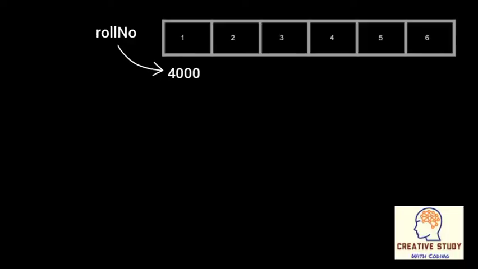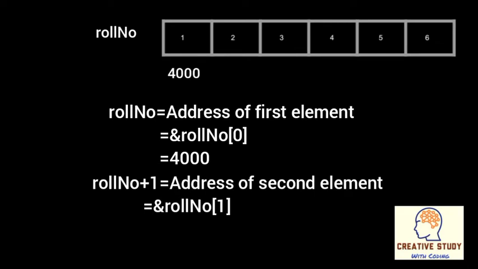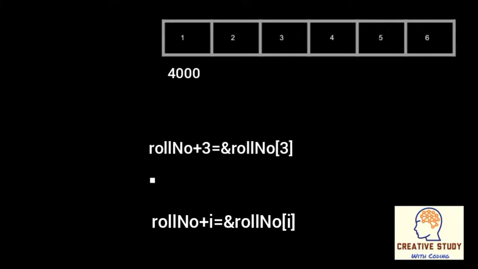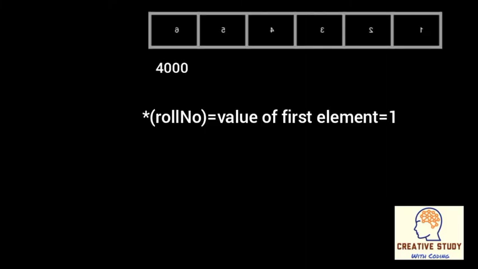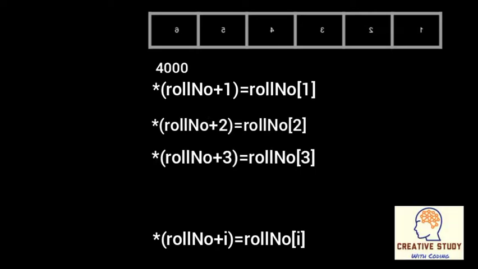Since roll number, that is name of the array, points to the base address, so name of the array will equal to address of first element. Similarly, roll number plus 1 means address of second element, roll number plus 2 means address of third element, roll number plus 3 means address of fourth element, and roll number plus I means address of ith element. Thus, asterisk roll number equal to value of first element, asterisk roll number plus 1 equal to value of second element, asterisk roll number plus 2 equal to value of third element, asterisk roll number plus 3 means value of fourth element. This asterisk roll number plus I means value of ith element.